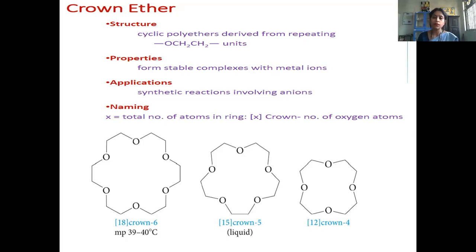Similarly, the one in the middle has 5 oxygen atoms and 1, 2, 3, 4, 5, 6, 7, 8, 9, 10 carbons. So 10 carbons plus 5 oxygen, that means a total of 15 atoms. So in the bracket 15, crown dash 5, because 5 oxygen atoms are there. Similarly, the largest one has 6 oxygen atoms and 1, 2, 3, 4, 5, 6, 7, 8, 9, 10, 11, 12 carbons. So 12 plus 6 is 18. So 18-crown-6, because 6 oxygen atoms are there.